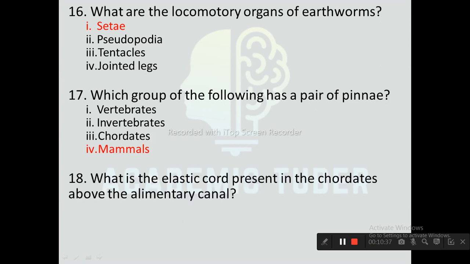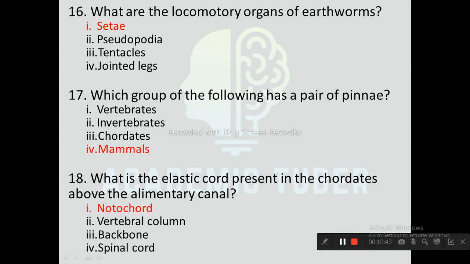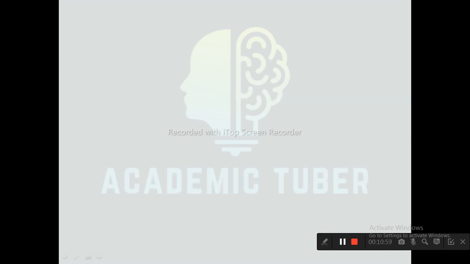Next one, what is the elastic cord present in the chordates above the alimentary canal? The options are notochord, vertebral column, backbone, and spinal cord. And the correct option is notochord. The elastic cord present in chordates above the alimentary canal is the notochord.